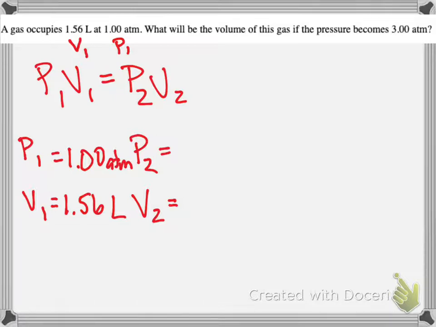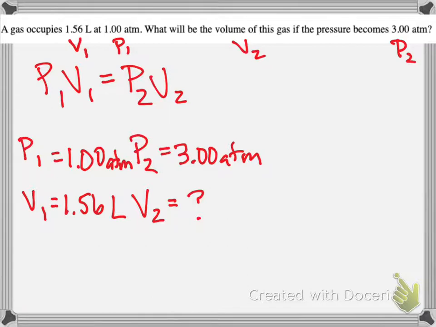So now we're going to read the rest of the question and figure out what we're actually solving for. So it says, what will be the volume of this gas? So that means that we don't know the volume yet. So I'm going to go ahead and put a question mark right here, and now we know that we're solving for V2. Then we're told that the pressure becomes 3.00 atmospheres. So that must mean that that would denote the only variable left. So that's P2, 3.00 atmospheres.